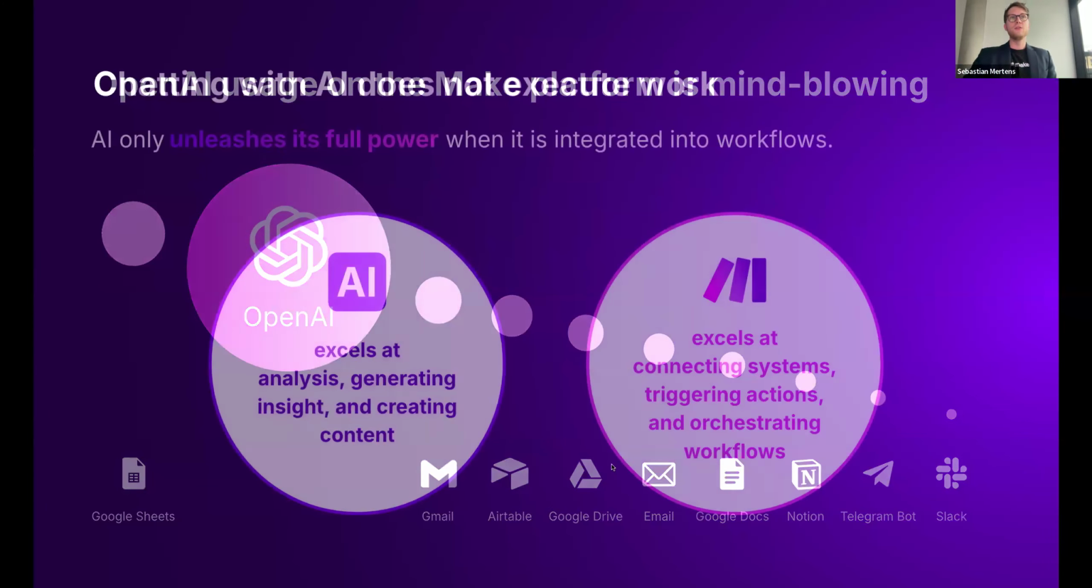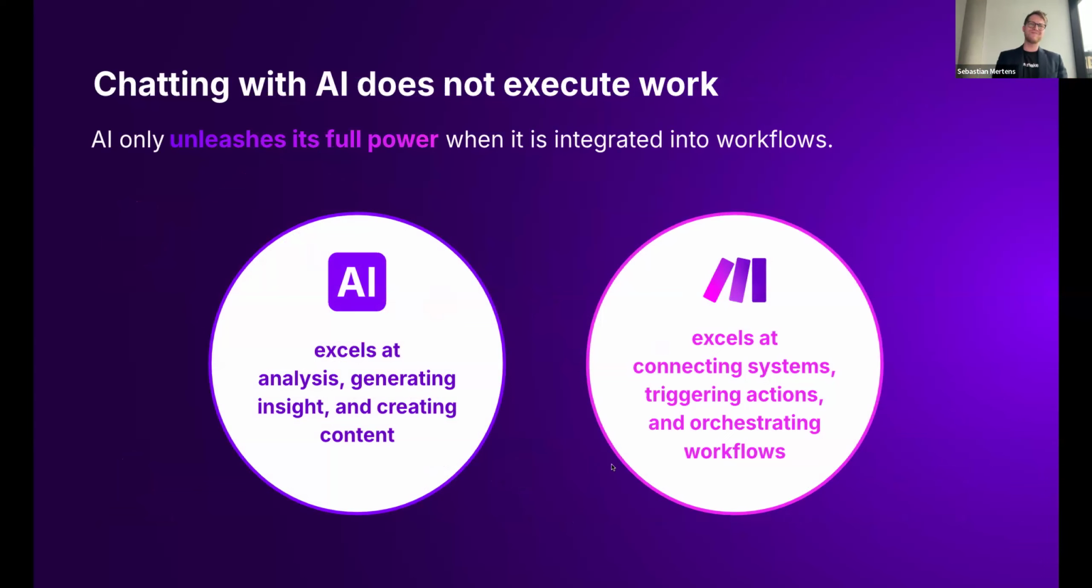Going forward, you probably see that chatting does not execute work. Try the following: go to ChatGPT and type in "Send Sebastian Mertens this email." It will say, "I cannot send emails." And we want to overcome this challenge. So we see actually that the full power of automation and AI unleashes together. AI excels at analysis, generating insights, creating the content like the email, and Make excels in connecting the systems, triggering actions, and orchestrating workflows. And where the trends are in 2025, this is what we will bring you today.